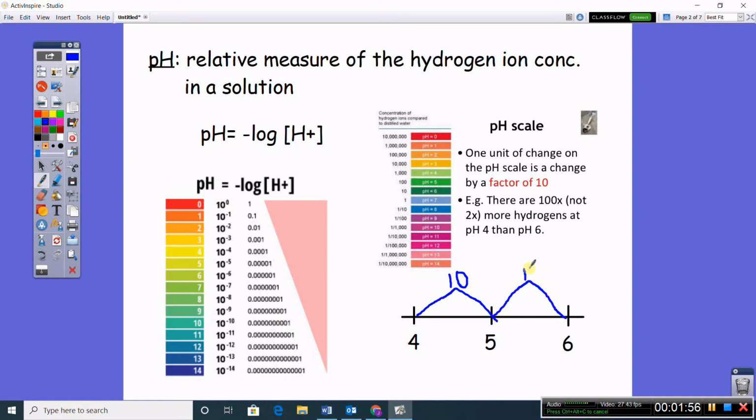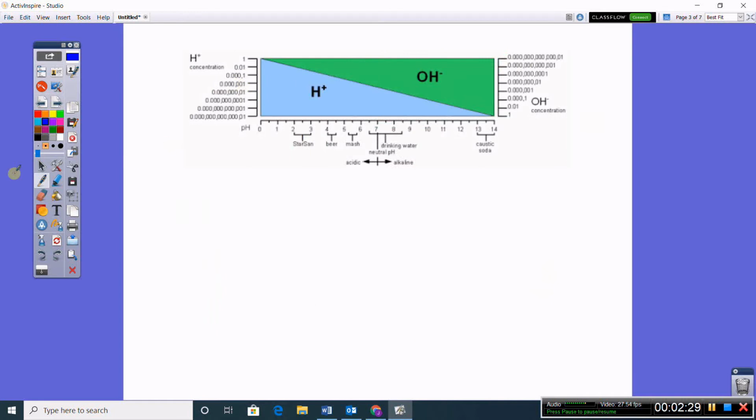So if I wanted to know how much more acidic a solution of a pH of 4 is compared to a solution with a pH of 6, that would be 10 times 10, which would be 100. So there are 100 times more hydrogens in a solution with a pH of 4 compared to a solution with a pH of 6. As you get closer to the 14 end, obviously your concentration of H pluses goes way down, but your concentration of OH minuses goes up, okay?